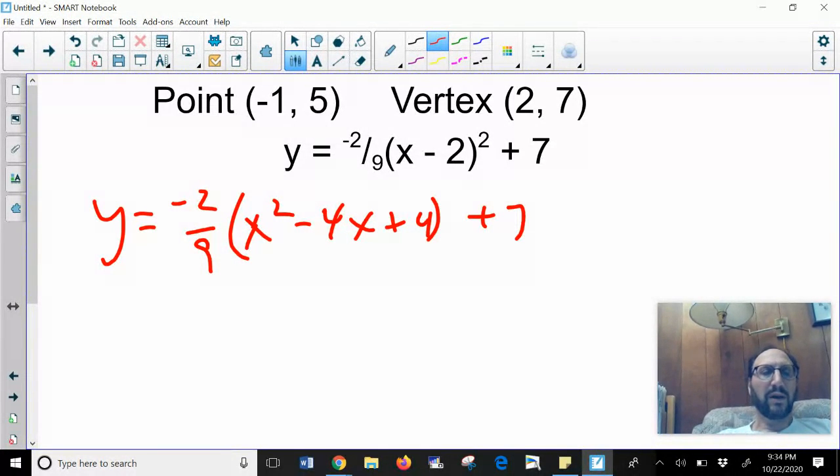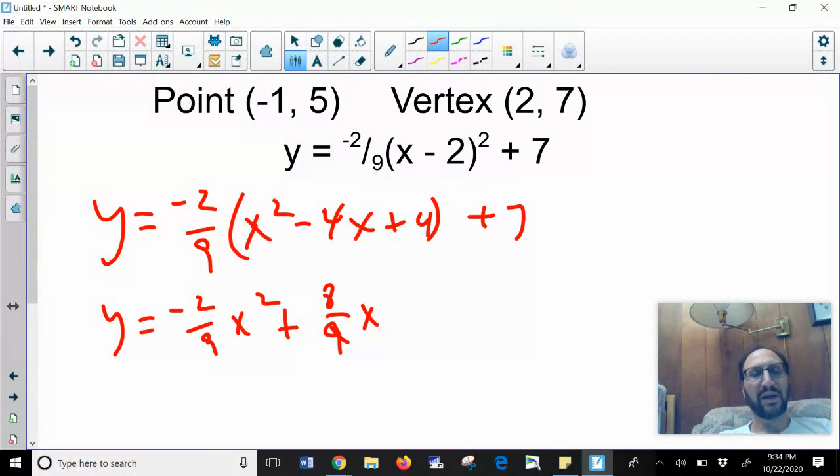Plus 7. Multiply through by negative 2/9. So negative 2/9 x squared plus 8/9 x. That's 2 times 4, of course. And then negative 2/9 times 4 would be minus 8/9 plus 7.